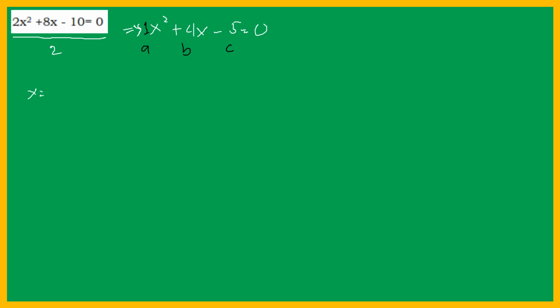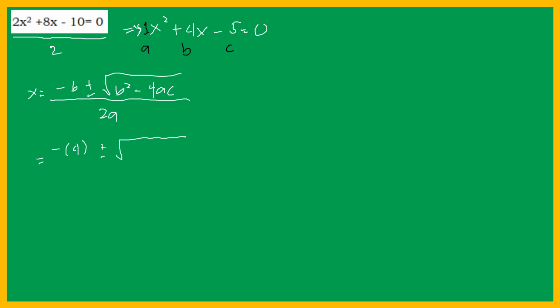x is equal to negative b plus or minus the square root of b squared minus 4ac all over 2a. So by substitution, we will have negative 4 plus or minus the square root of 4 squared minus 4 times 1 times negative 5, then all over 2 times 1. And then proceed with the simplifying.